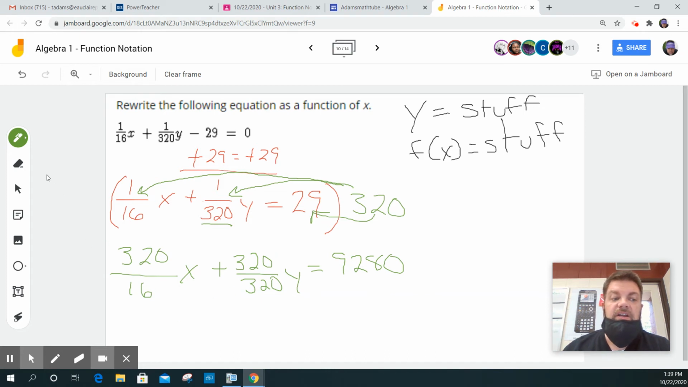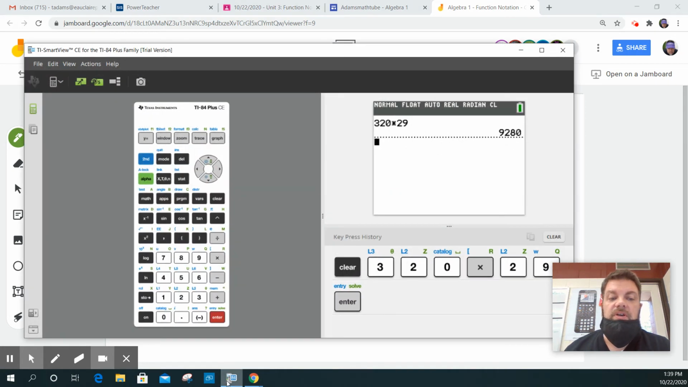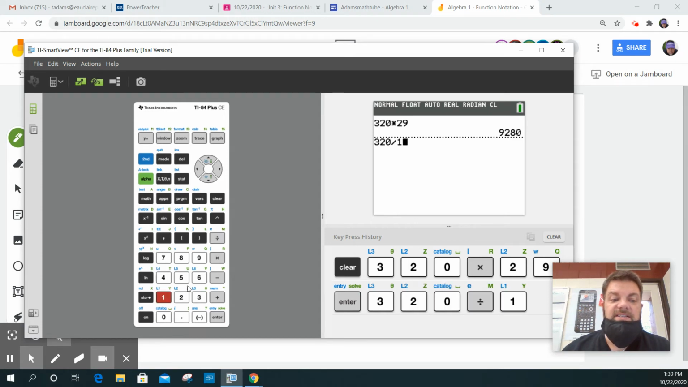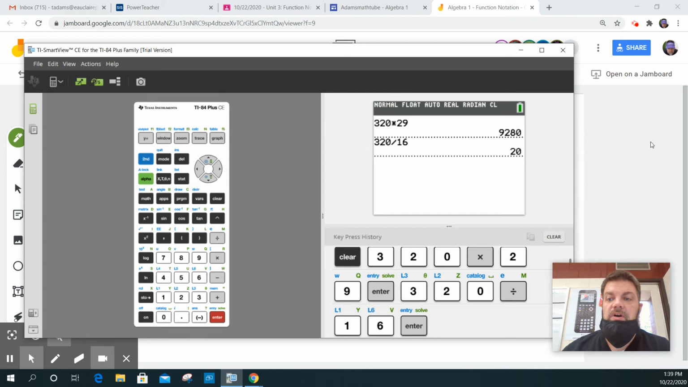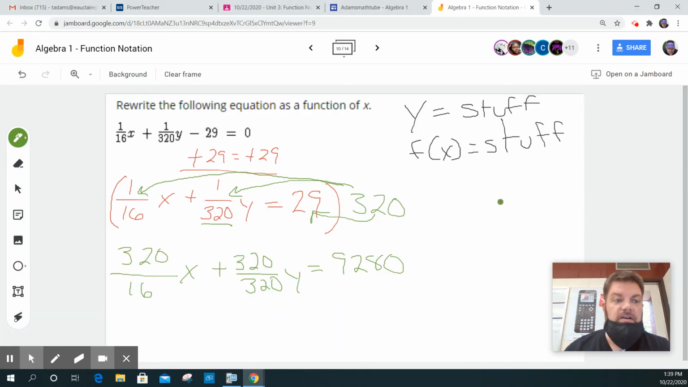Now, the other thing that I need to figure out is how many times does 16 go into 320? In other words, I want to know what 320 divided by 16 is. Well, it's 20. So this right here reduces down to 20 over 1x. 320 divided by 320 is just 1y, but I'm just going to write down y is equal to 9,280. Next, I'm just going to subtract 20x from both sides.